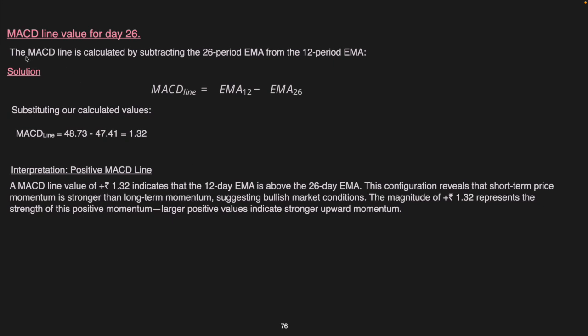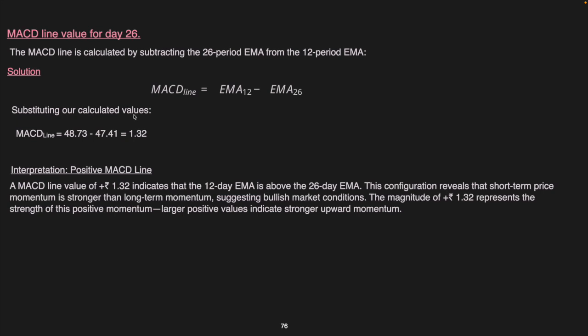Now what are we going to do? The MACD line is calculated by subtracting the 26 period EMA from the 12 period EMA, not the other way around. You should always subtract EMA 26 from EMA 12. Be careful. So MACD line is equal to EMA 12 minus EMA 26.